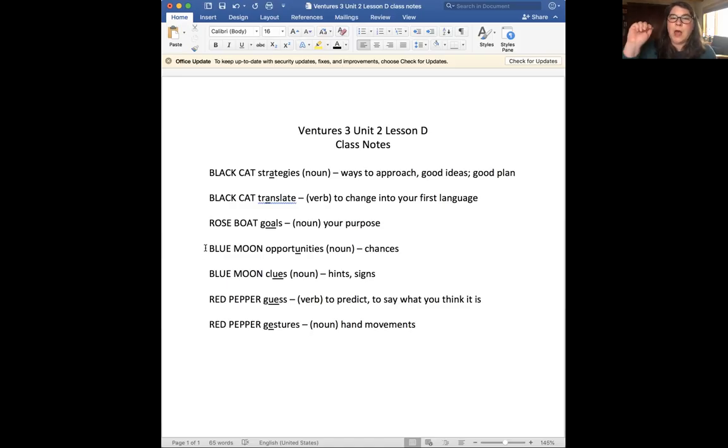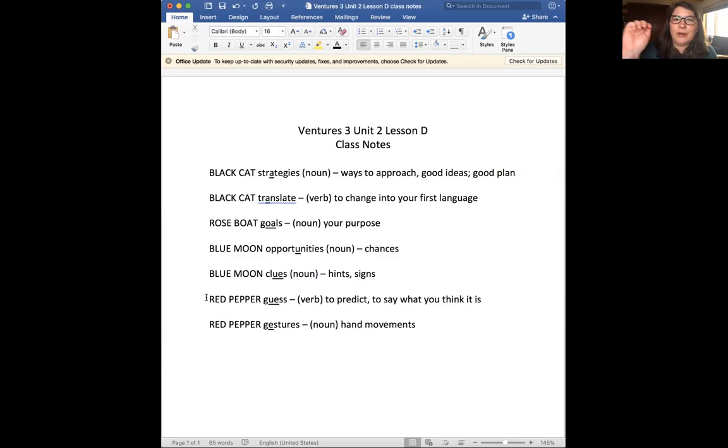Blue moon opportunities. Make sure you're stressing this syllable, only this syllable. Opportunities, opportunities. Opportunities are chances, right? Blue moon clues. Clues are hints or signs, not directly telling you something, but a small indication, little bits of information, little helps, okay, clues.